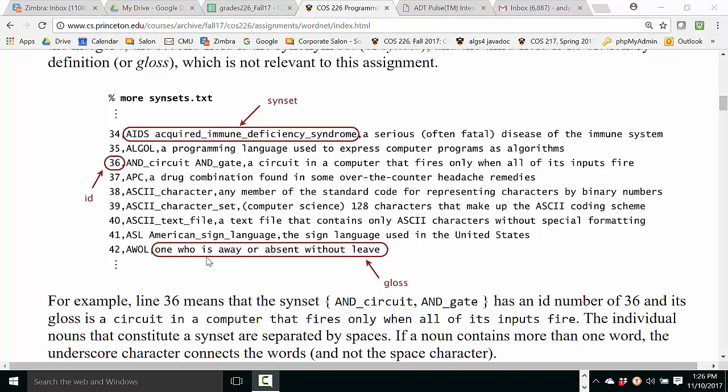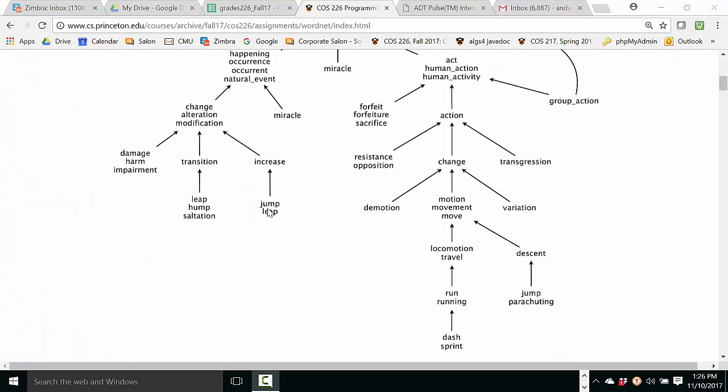And then you probably need another map because a given noun can be in multiple synsets. For instance, if you look at here, jump is in this synset, and also in this synset here. So a given noun can be in multiple IDs. Therefore you have to have a map that will tell you, given a noun like jump, what synsets the noun is in.